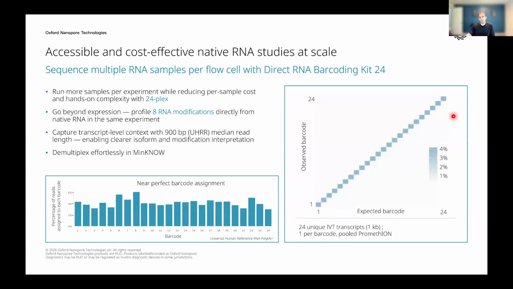So with the release of the new sample barcoding capabilities for native RNA, native RNA sequencing now is more accessible, more scalable, and more cost-effective for researchers that are interested in understanding both the transcript expression and structure, as well as RNA modifications and/or poly-A tailing.